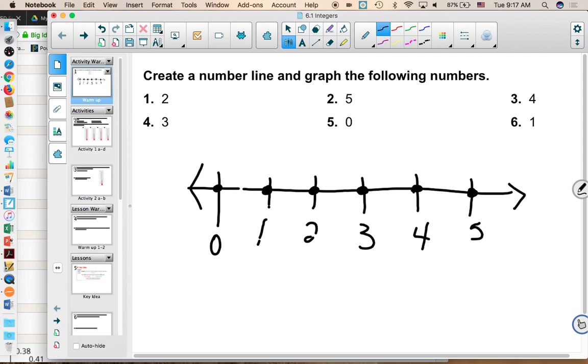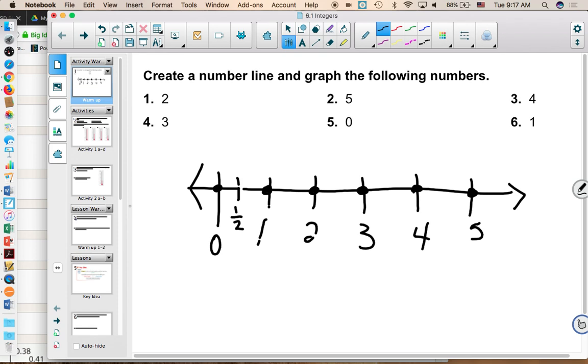Okay? If I throw something here and said, put a half there, okay, that's just a number, but I didn't number it on the number line. You understand what I'm saying? The dot signifies that I'm graphing the 0, the 1, the 2, the 3, the 4, and the 5. Okay? Because that's what it asked me to do.